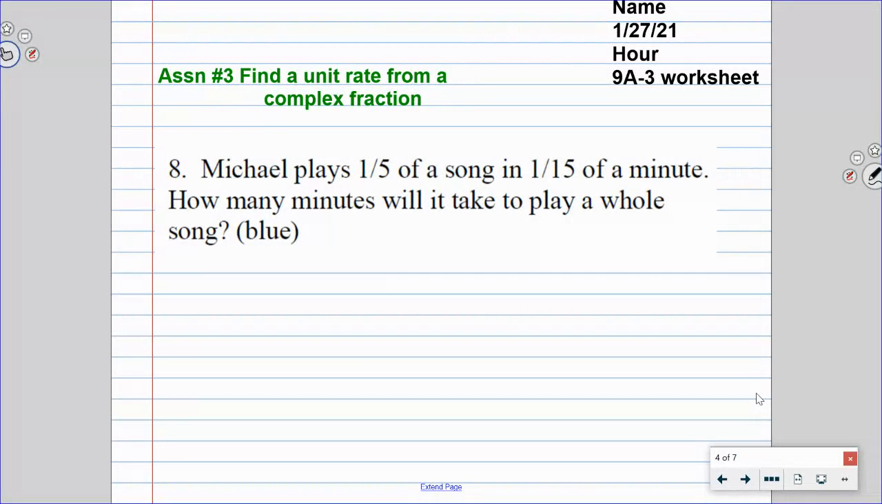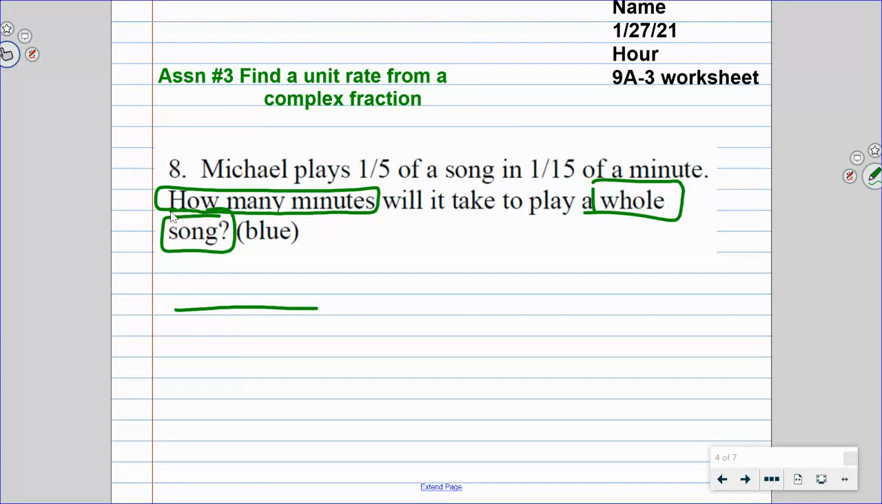So we start off with Michael playing 1/5 of a song in 1/15th of a minute. Question is, how many minutes will it take to play a whole song? How many minutes? Whole song. And I'll talk about that blue in a second. Now, the reason why that's so important is when it says a whole song, basically we're looking for a unit rate comparing the number of minutes per song. That's what we want. We want the one in the denominator.